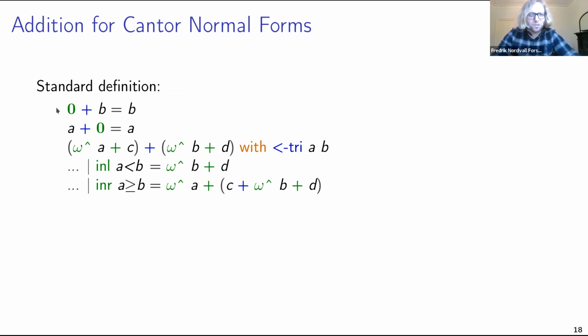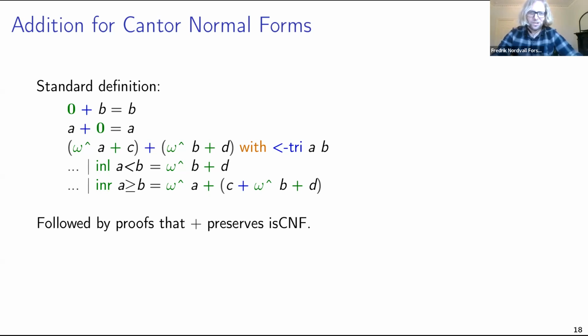So it's a more or less standard definition where we say that 0 plus B is B, A plus 0 is A, and if they are both non-zero, then we have to check if this exponent is smaller than B or not, because remember that we have to have these decreasing sequences. So if this exponent is smaller, then we can just throw away all of the first part and just keep the second part. And if not, we can keep it and keep adding, right? So we define this thing on the various syntax.